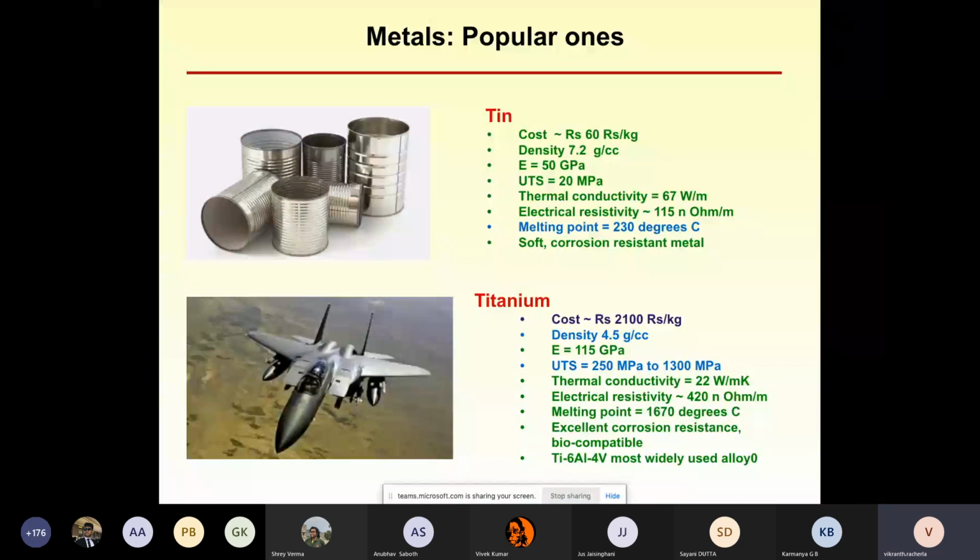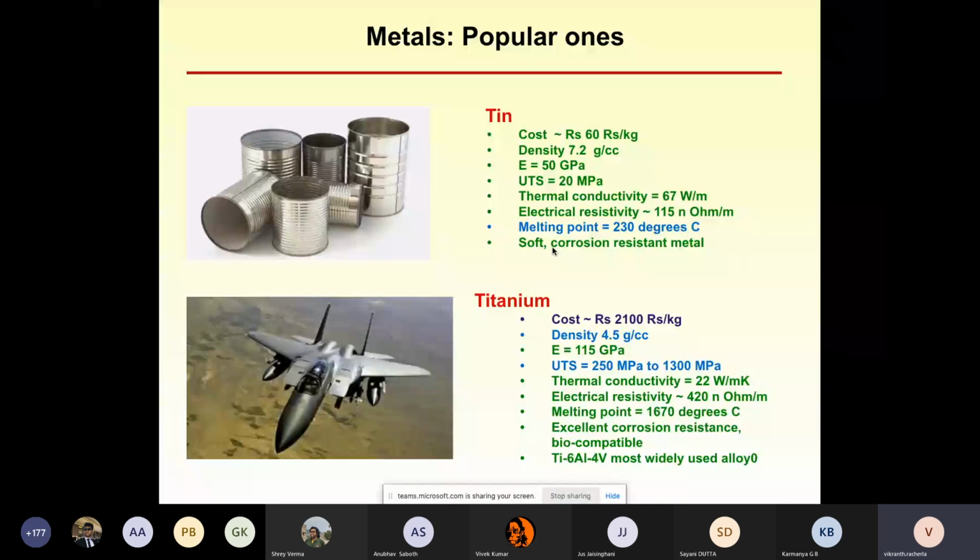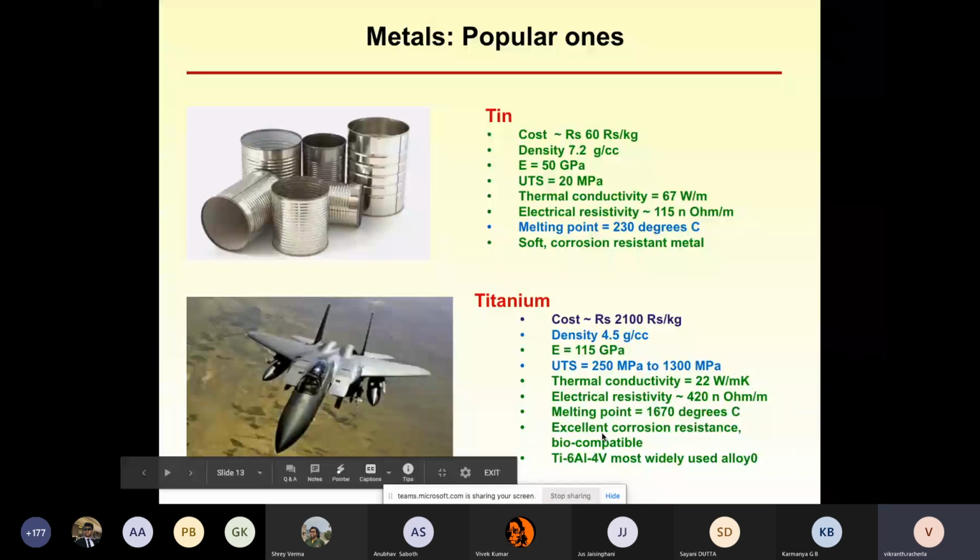So tin is again another material with low melting point. Tin initially used to be used for making these tin cans. Therefore, we refer to these cans as tins. Okay. Now there are a few fancy materials like titanium and nickel based alloys. Titanium, as you can see, is a very expensive metal, but it has low density. It can be made to have high strength, and also it has excellent corrosion resistance properties. And it is biocompatible. So corrosion resistance gives it this biocompatibility.